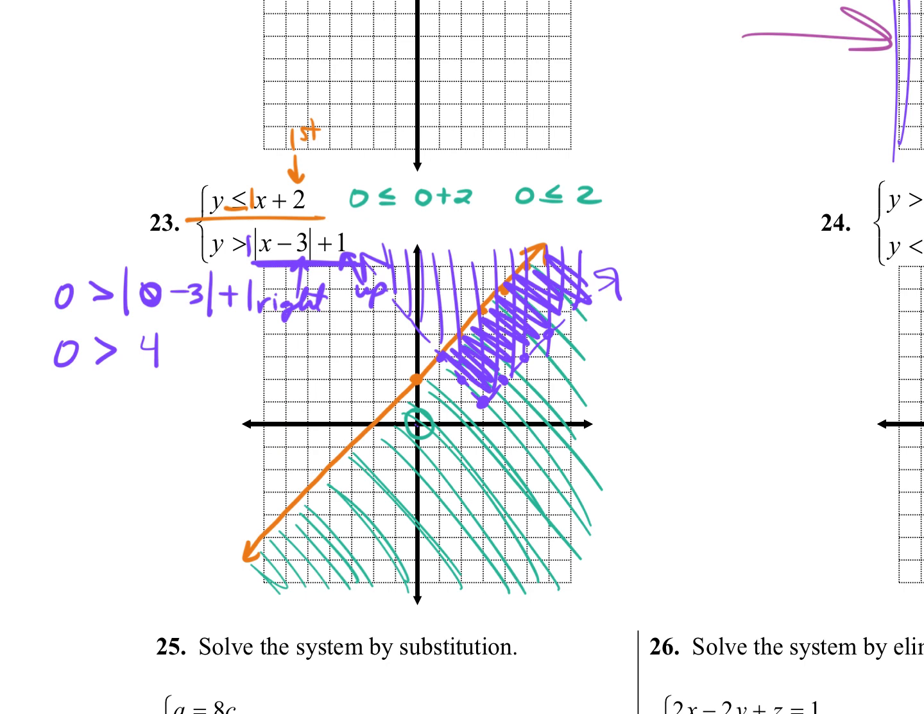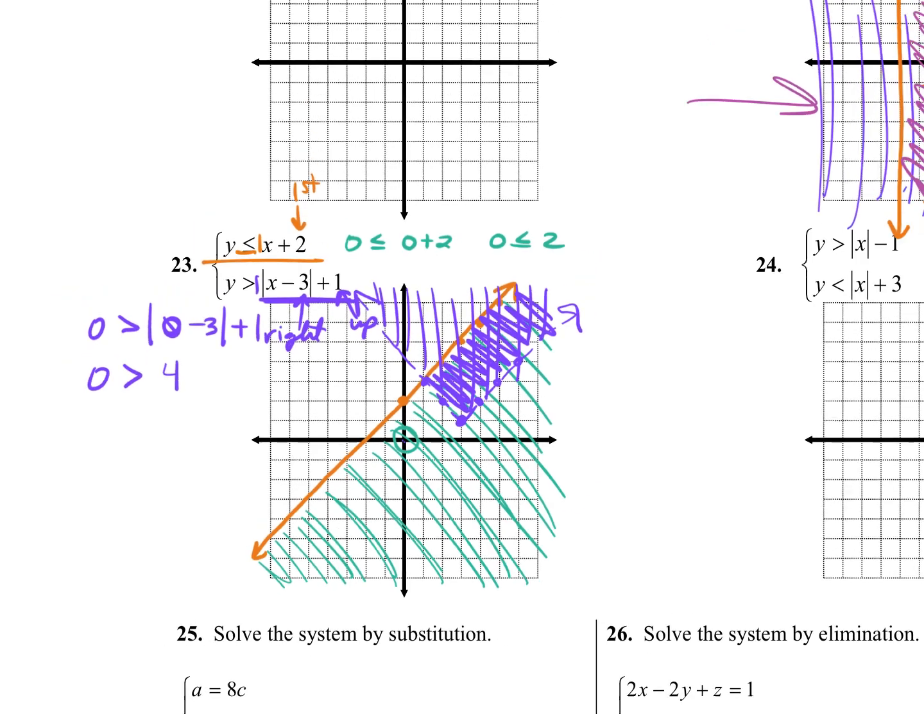Okay? What would you like next? Pick a number, any number. 17.